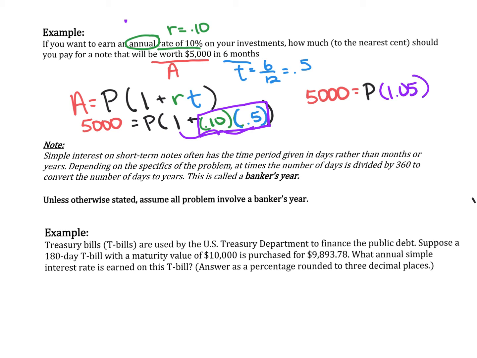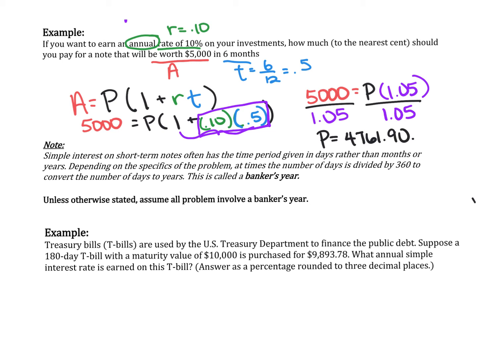If I want to solve this equation for P, I'm going to divide both sides by that 1.05 and get P by itself. And when I do that, I get my principal is equal to $4,761.90.